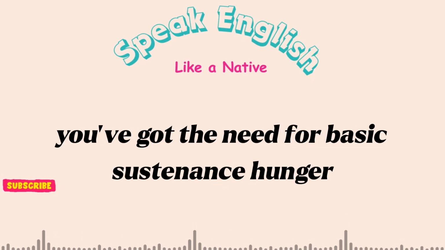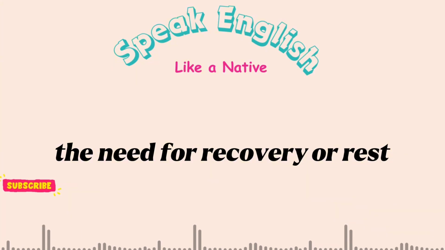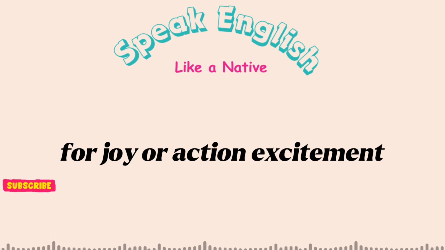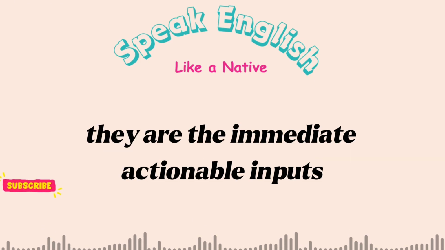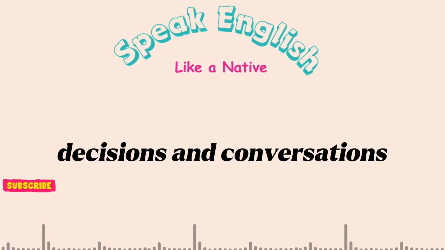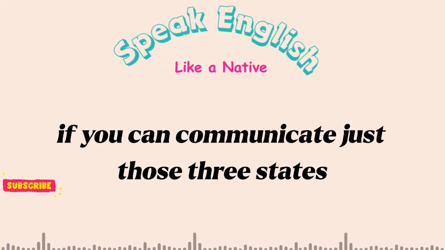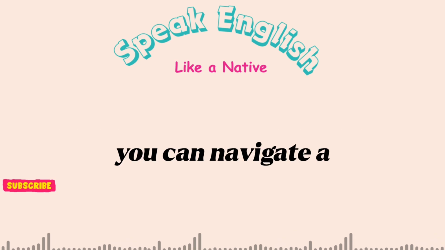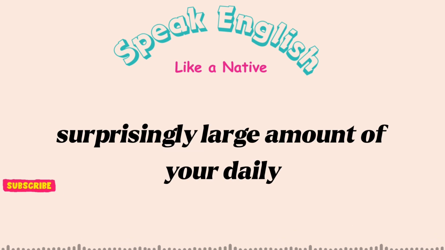You've got the need for basic sustenance, hunger, the need for recovery or rest, tiredness, and then the need for positive anticipation, for joy or action, excitement. That's it, exactly. They are the immediate actionable inputs that really structure our day-to-day decisions and conversations. If you can communicate just those three states and use simple phrases to act on them, you can navigate a surprisingly large amount of your daily social life.